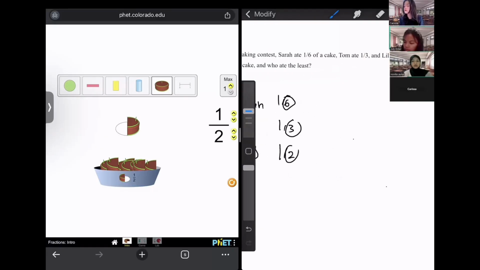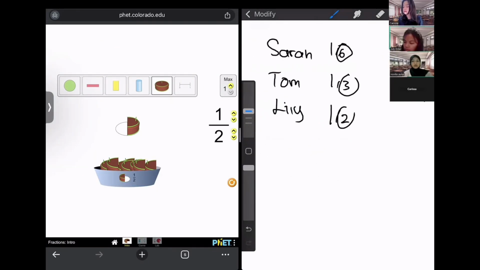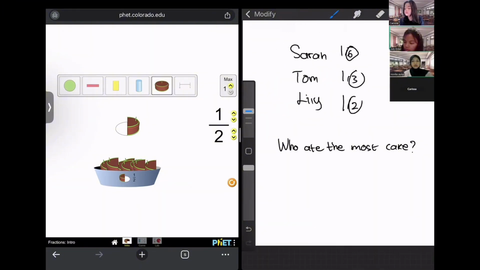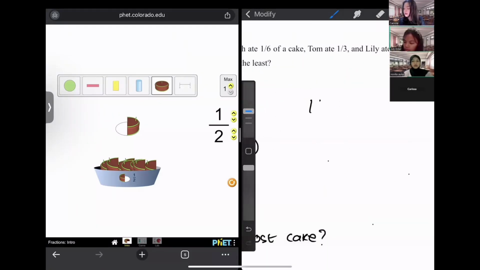Now we're trying to figure out who ate the most cake. Out of this, who do you think ate the most cake? Lily, Miss. Yes, that's correct. Lily ate the most cake. Why is that? We have 1/2, and then we have 1/3, and then we have 1/6. Lily's portion would be larger because she has only 2 slices in her cake.